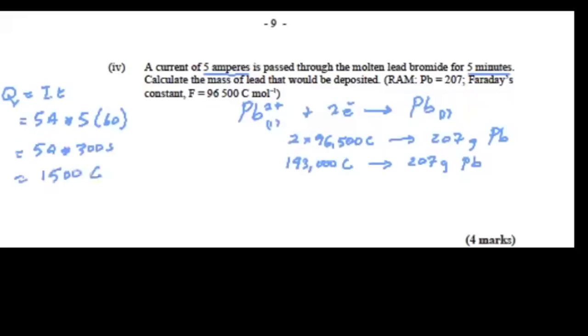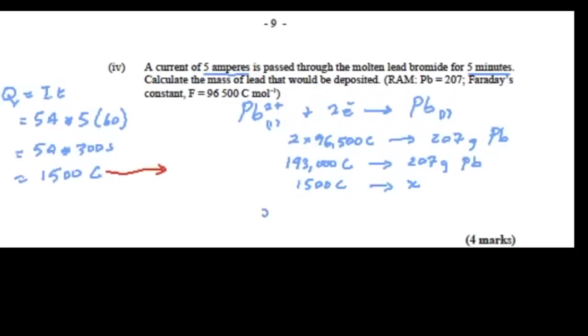So we're going to take this now and put it in our equation over here. So we have a statement: 193,000 coulombs liberate 207 grams of lead. So what if we used 1500 coulombs? What mass would we get? So once we solve for x there, we are good to go. That's all we're required to do, and that will give us our 4 marks.